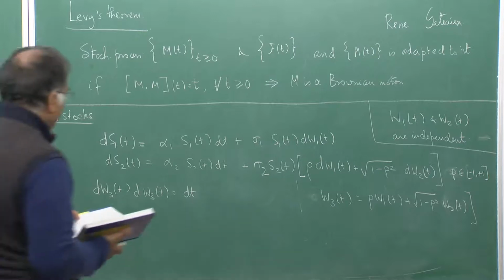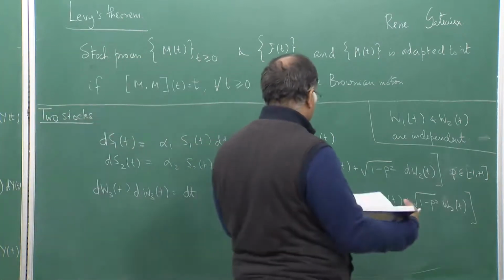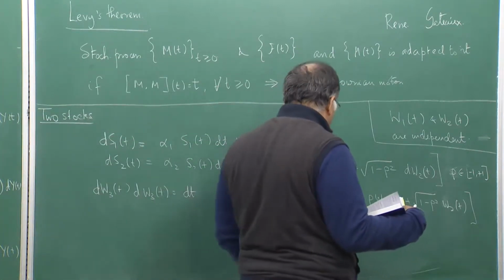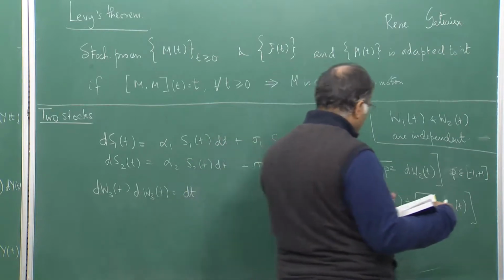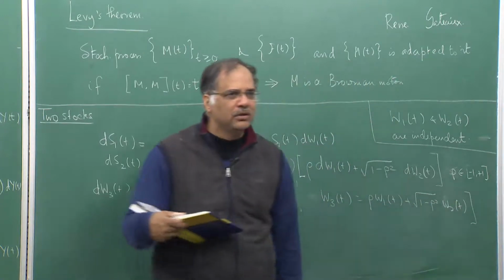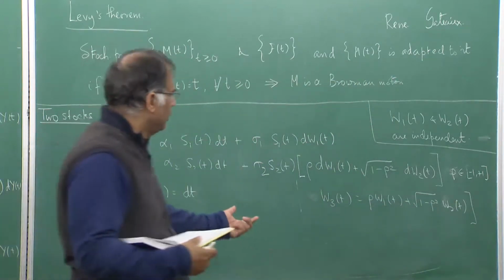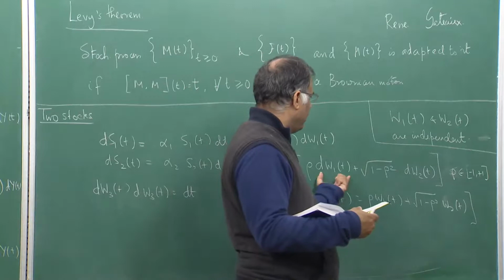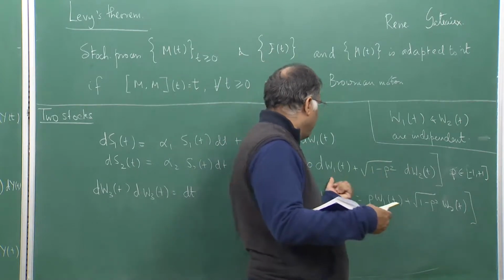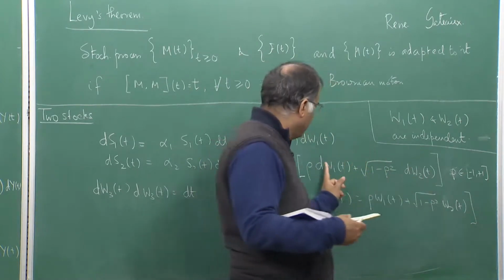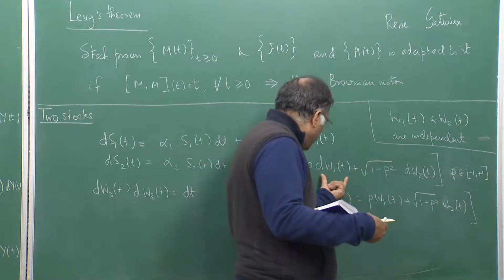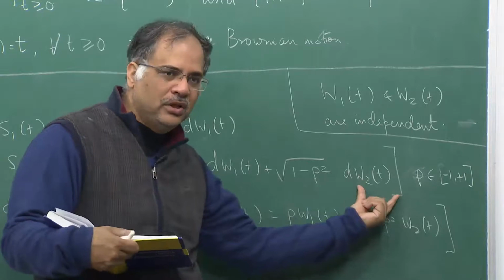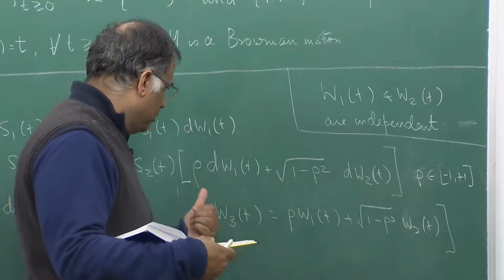If you look at it, it is nothing but rho square dt plus 1 minus rho square dt. So it turns out to be dt, because this is the quadratic variation. If you do the cross term, dW1 dW2 t is 0, so that cross variation becomes 0. So you have to take only their quadratic variation.